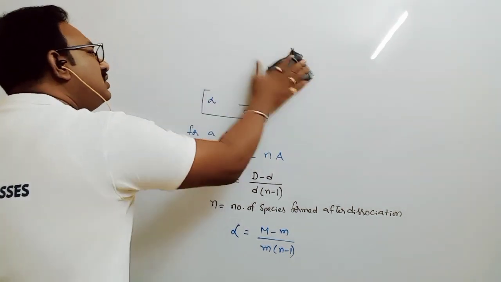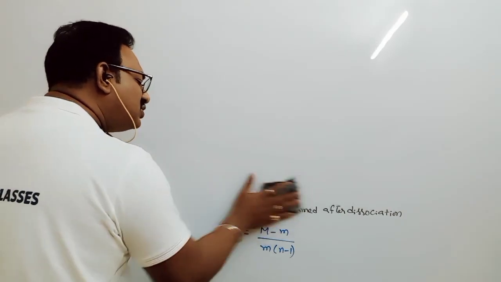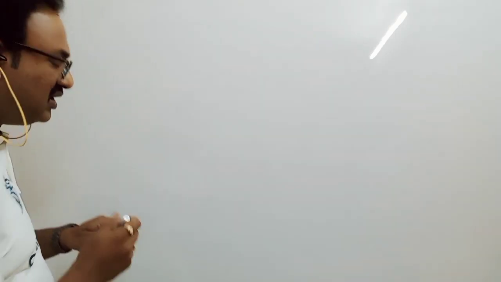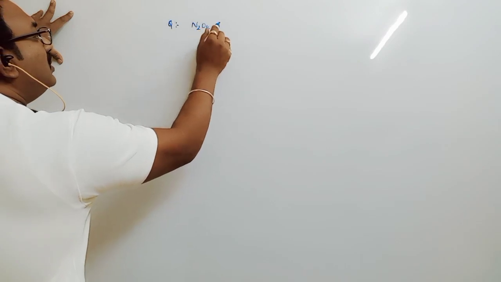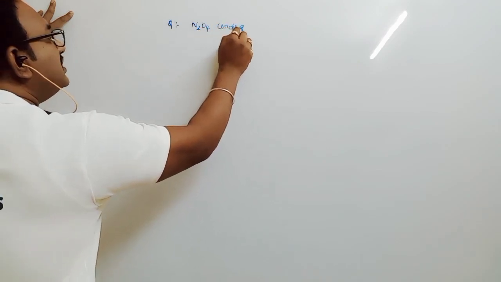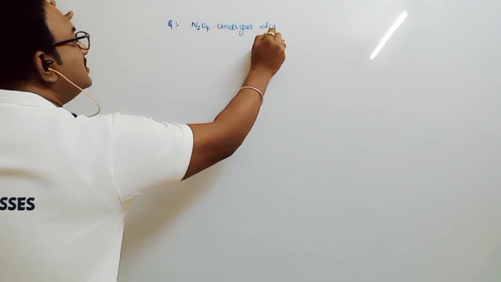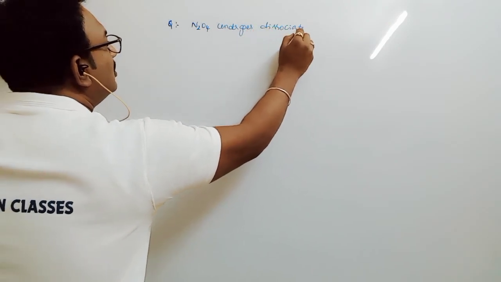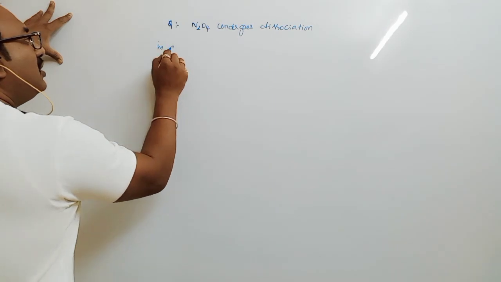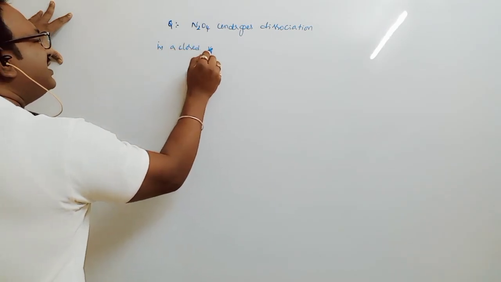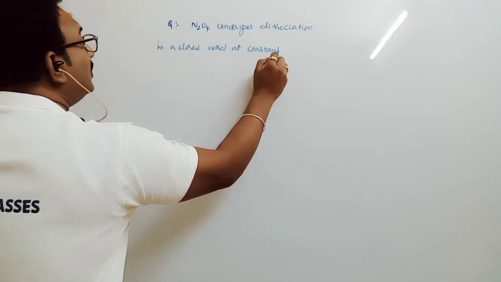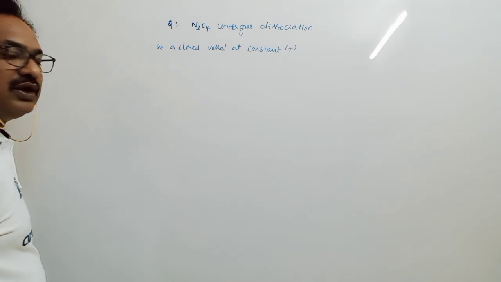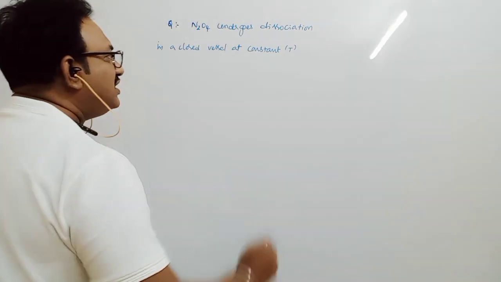Okay. So let me do a question based on this topic, right? I am doing a question on this, please have a look. The question is: N2O4 undergoes dissociation in a closed vessel at constant temperature.